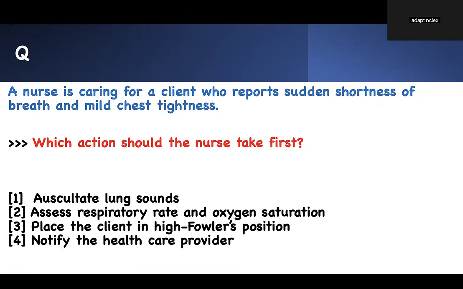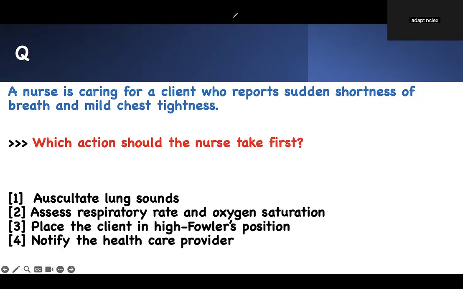Auscultate the lung sounds, assess respiratory rate and oxygen saturation, place the client in high Fowler's position, notify the healthcare provider. If you find yourself in this situation, this is the first question on the NCLEX and you saw that. Which answer choice will you choose? You listen to the patient's lungs, you assess the respiratory rate and oxygen saturation, place the client in Fowler's position, notify the healthcare provider. The key word is what?